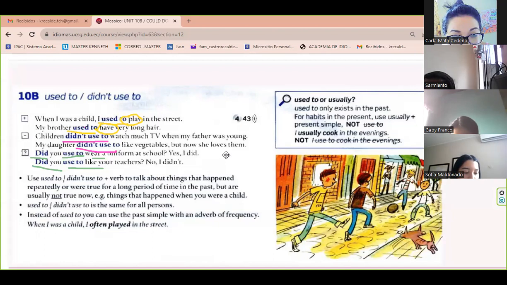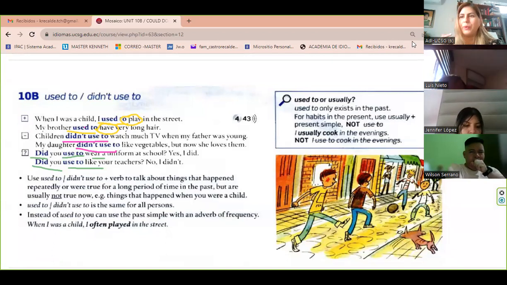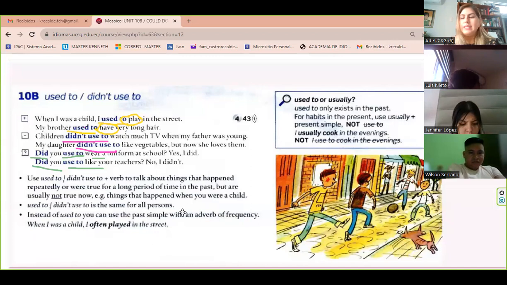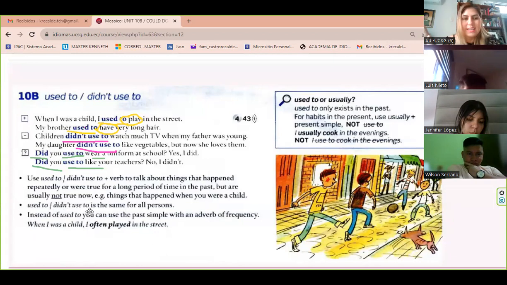Okay, very good. So you use used to or didn't used to, like here says, to talk about things that happen repeatedly or were true for a long time in the past, but are not true now. That's the difference. Something that you did in the past, but you don't do it anymore. Remember that, okay? Now, used to or didn't used to is the same for all the pronouns. For I, you, he, she, it, we, you, they, it is the same, okay? And instead of used to, you can use the past simple with an adverb of frequency. So you can also say, when I was a child, I often played in the street. You can also use that.